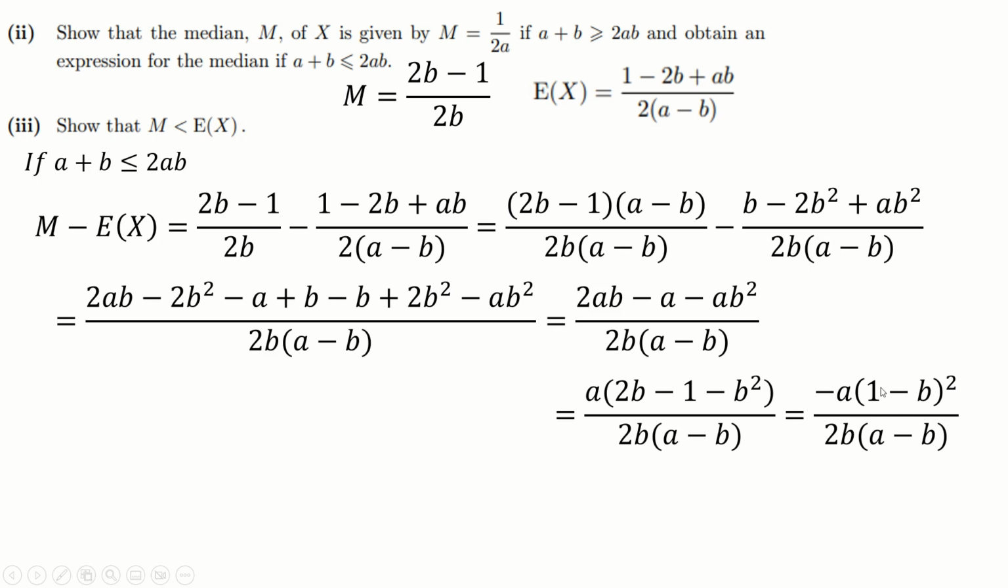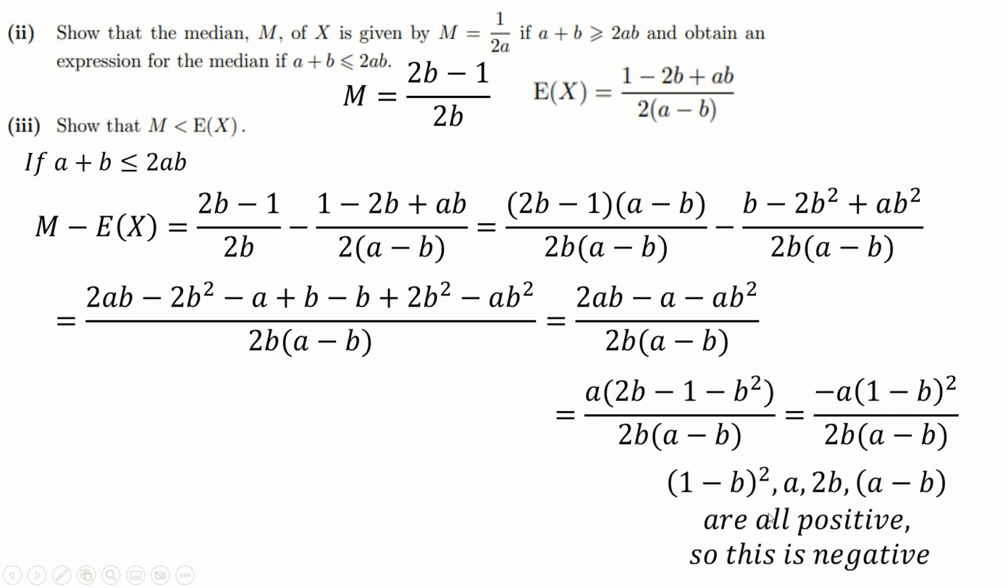And also b is less than 1, so this will be positive anyway. And yeah, you just say the same thing. This negative is making the whole thing negative. Therefore, m is less than e to the x in both cases. And this question is done.